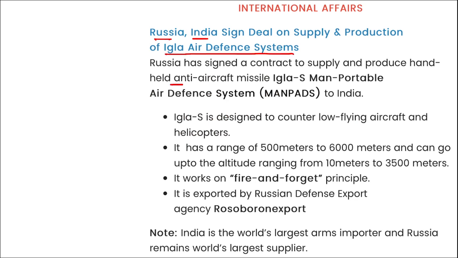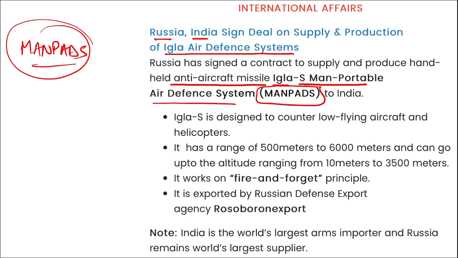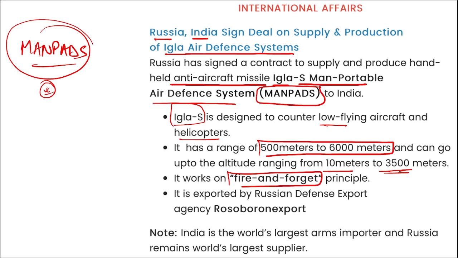This is an anti-aircraft missile, the IGLA-S man-portable air defense system, and the full form here is MANPADS. Correct? And what is this? Man-portable air defense system. Correct? So this will be developed and produced in collaboration between India and Russia, and this IGLA-S is designed to counter low-flying aircraft and helicopters. This will have a range of 500 meters to 6,000 meters, and it can go up to an altitude of 10 meters to 3,500 meters. It works on the fire and forget principle. Correct? And it is exported by the Russian Defense Export Agency, Rosoboronexport.